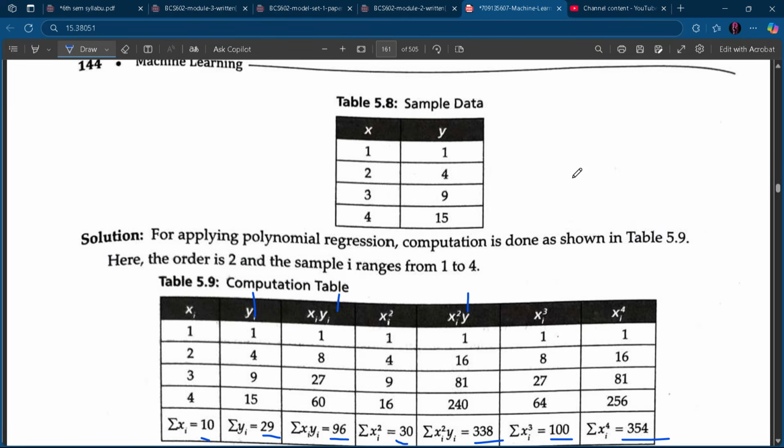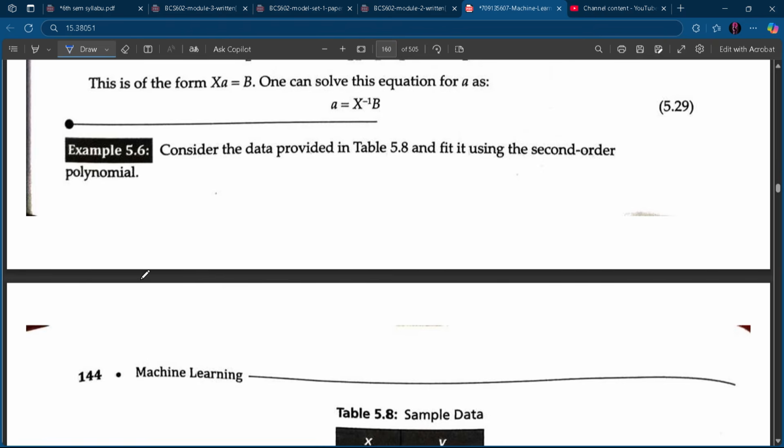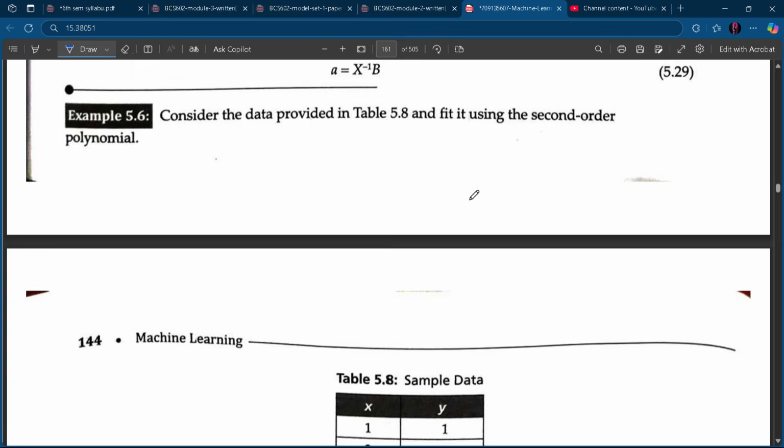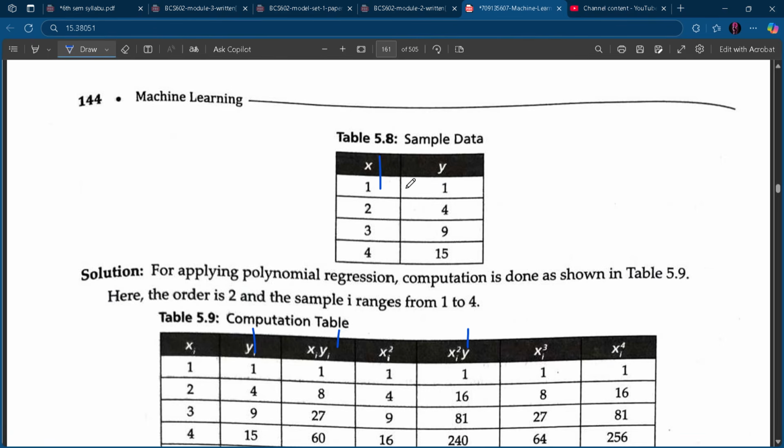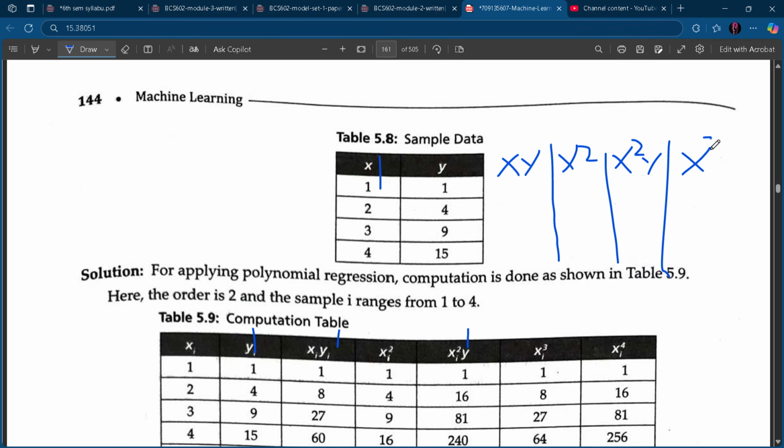Now, how do we solve this using polynomial regression computation? Consider the data provided and fit it using a second order polynomial. Second order, same as second degree. So what you have to do is calculate. You have x and y. Multiply these two and write x y. Then get the square and write x square. Then multiply this x square value into y, which becomes x square y. Then find x cube. Then at the end find x to the power of 4.